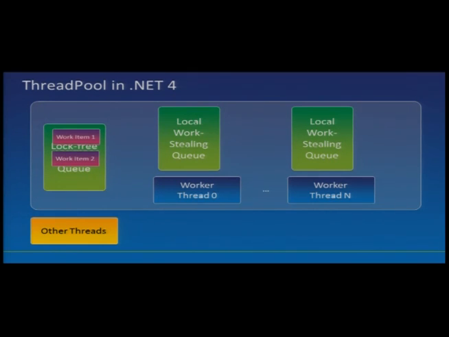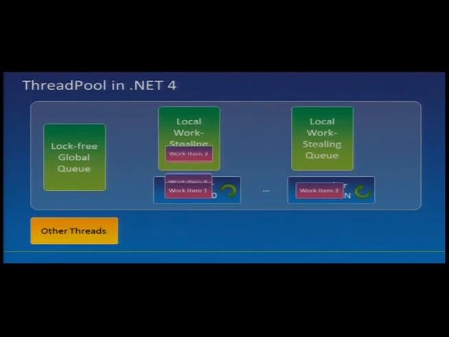Then these work items get picked up by the worker threads, again in FIFO order. However, if one of the workers needs to schedule additional work items, those work items are going to go on that worker's local queue. And then if the worker completes its own work item, it can get more work items very efficiently without having to go to the global queue. So that reduces the contention on the global queue.